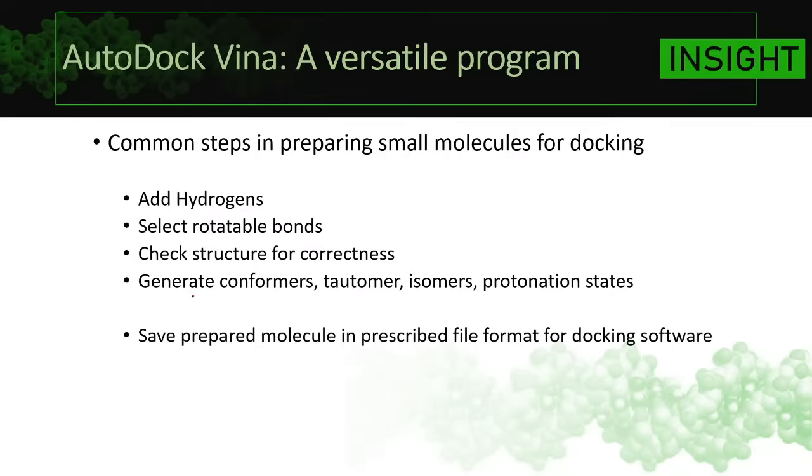Now comes the ligand preparation. In the ligand preparation, again, the steps are as follows. Of course, if you have downloaded from some databases like PubChem or some other databases, they may not have hydrogens. So check that and add the necessary hydrogens to the structure. You can choose different rotatable bonds to restrict the flexibility of the molecule. Make sure that the structure is in a correct format, especially when it is drawn.